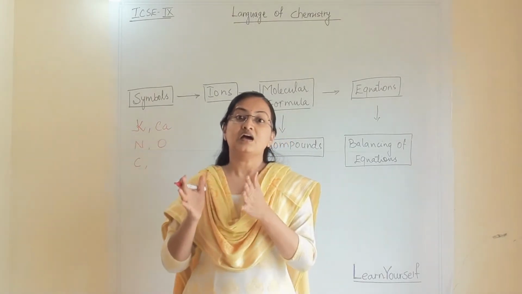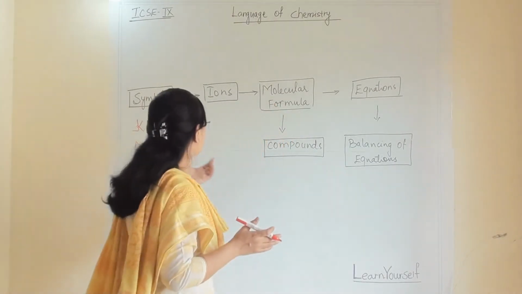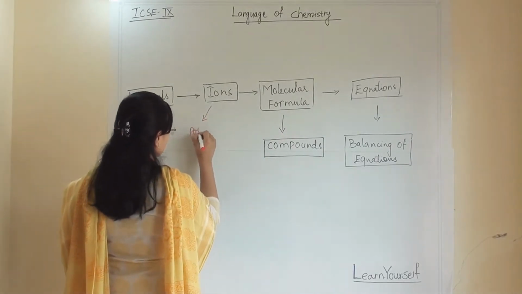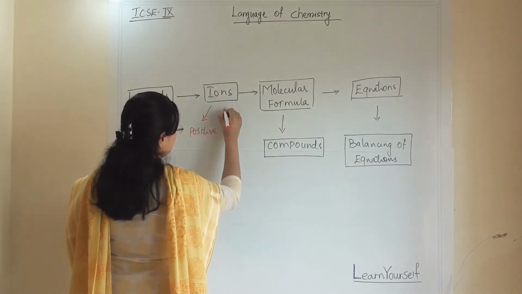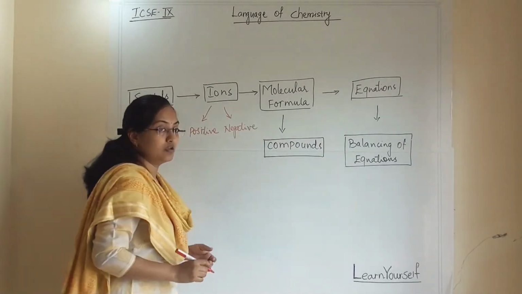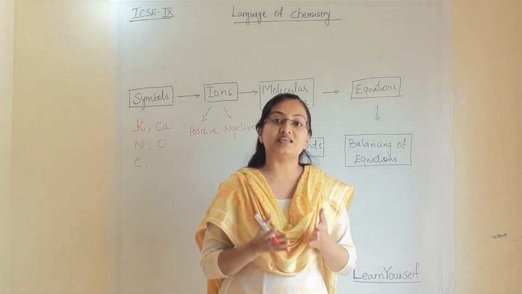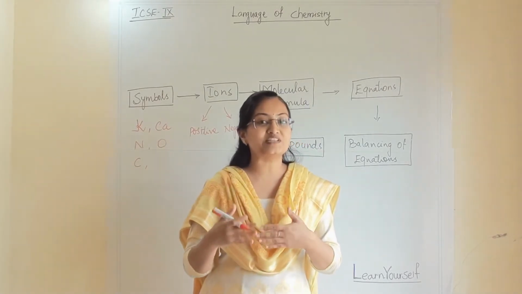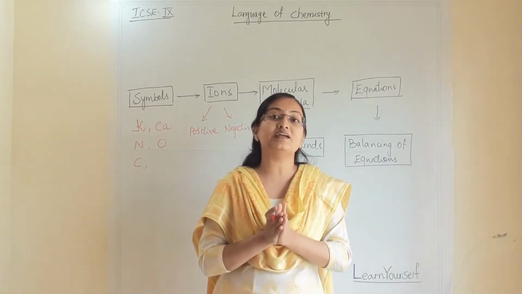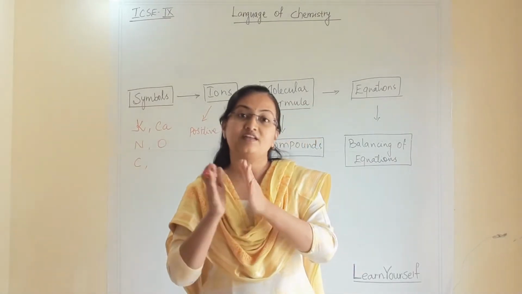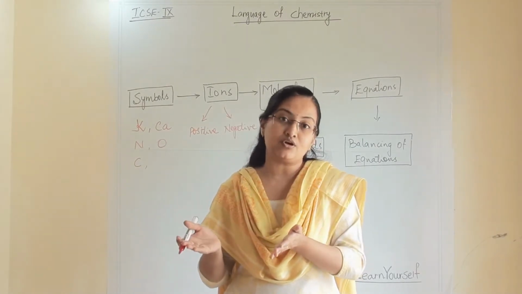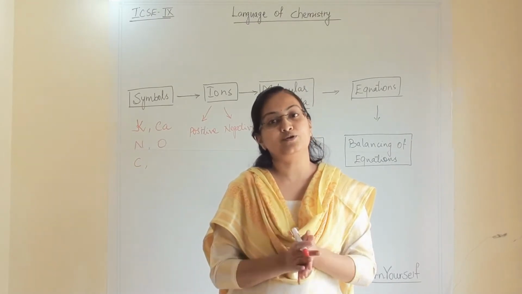Some of the ions are positive. From the symbols we are writing ions. Some of the ions are positive ions and some of the ions are negative ions. With hands-on experience and with practice, you will automatically remember that this ion is positive and this ion is negative. It depends upon their valence shell, and how we write the atomic or electronic configuration depends upon the atomic number.